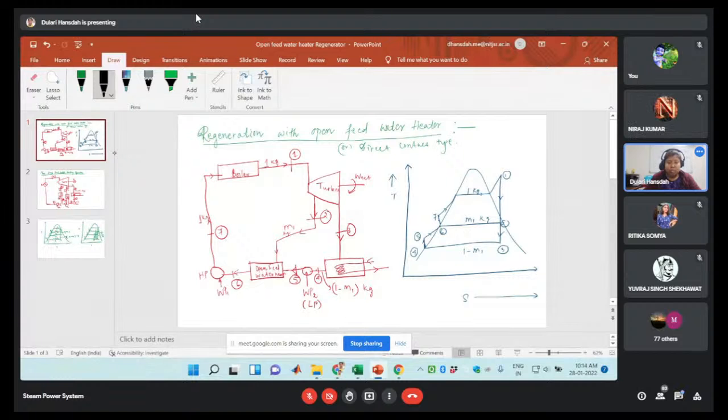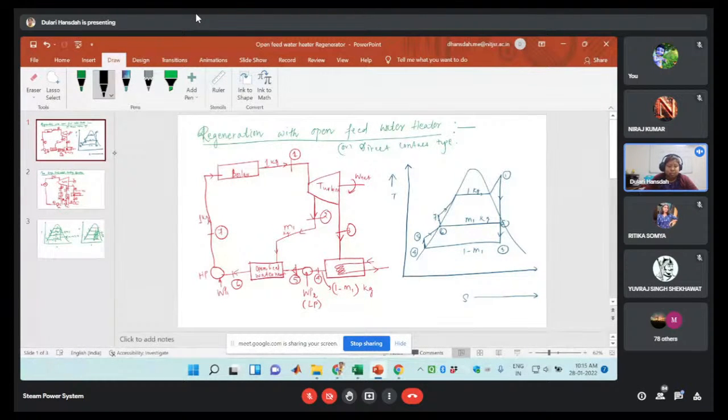Yes, ma'am. Okay. So today I'm going to discuss the regeneration with open feed water heater. That is also known as the direct contact type of feed water heater. In a direct contact type of feed water heater, the mixing of the steam and feed water is achieved inside that heater, and the outlet of that heater is adjusted in such a way that the quality of the steam or condensate will be dry saturated.